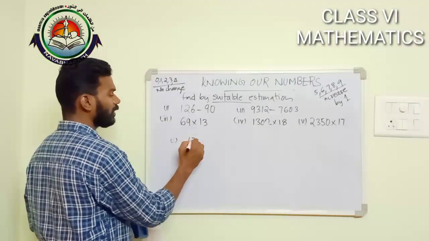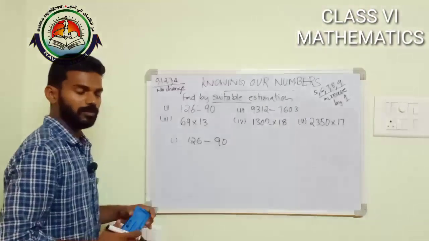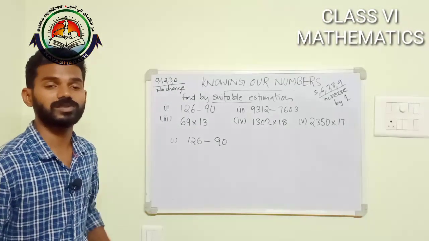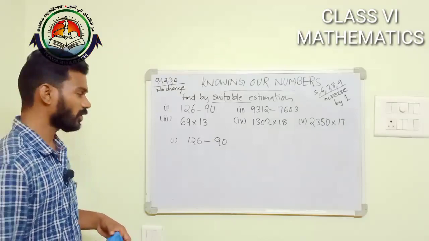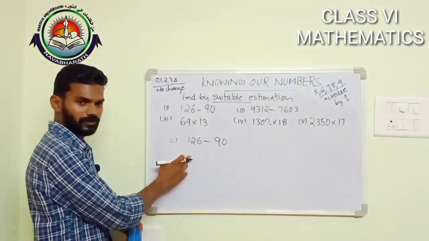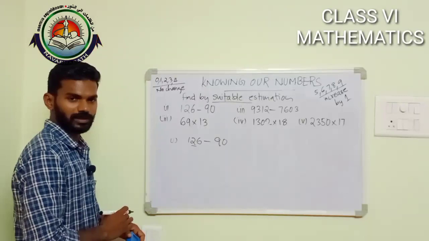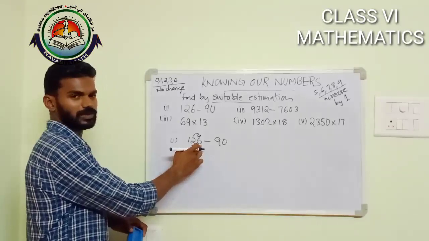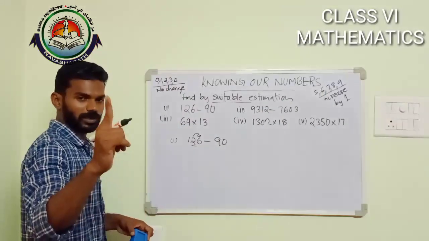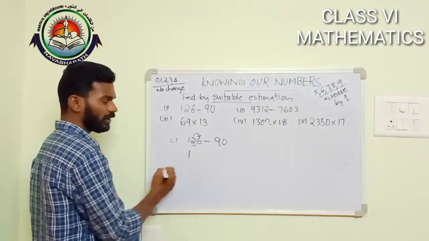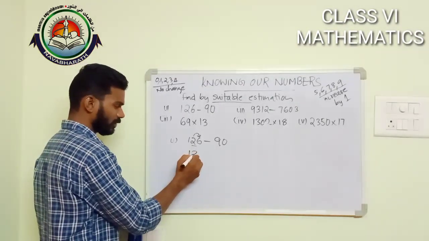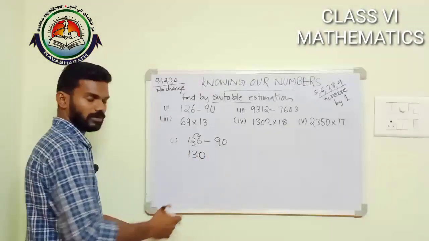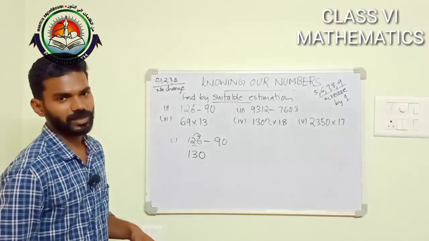First question, 126 minus 90. Both the numbers have to be rounded off to the nearest 10. Clear? So for 126, the digit at the tens place is 2. Consider the next one, it is 6. 6 belongs to this group, so increase it by 1. So 1 is 1 itself, 2 is replaced as 3, and next would be 0. All other remaining digits are replaced as 0.